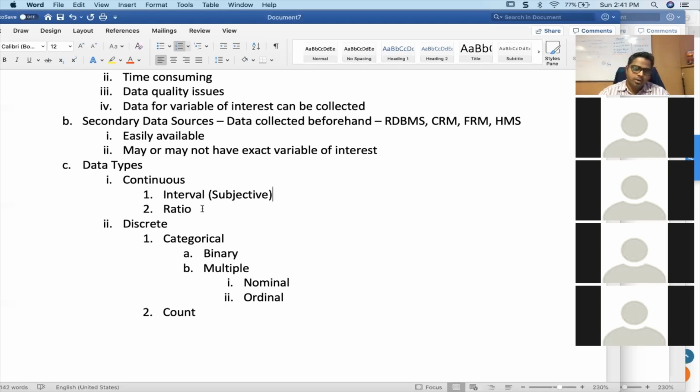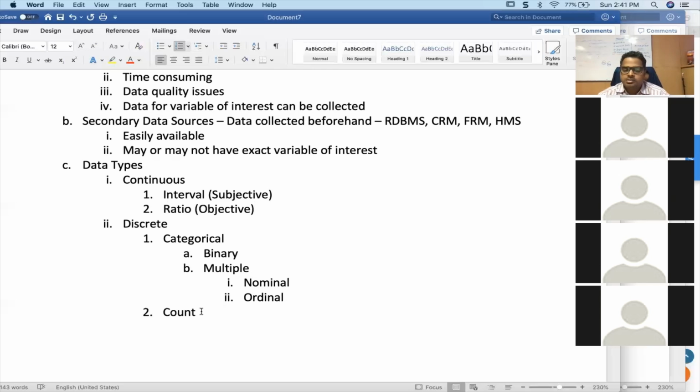But when it comes to ratio data, it is objective, right? Meaning, say I paid 10 rupees for tea and you also paid 10 rupees for tea. Both have paid 10 rupees. It doesn't change no matter which country you go to. The denomination or the value of currency will remain the same. Such data is called as ratio data.